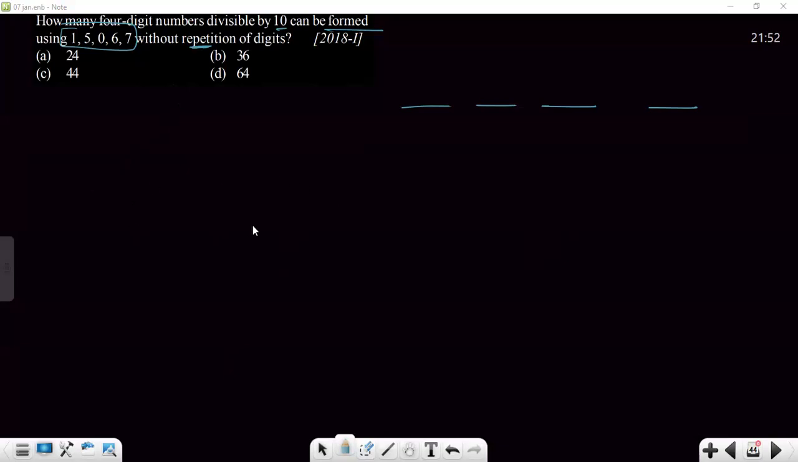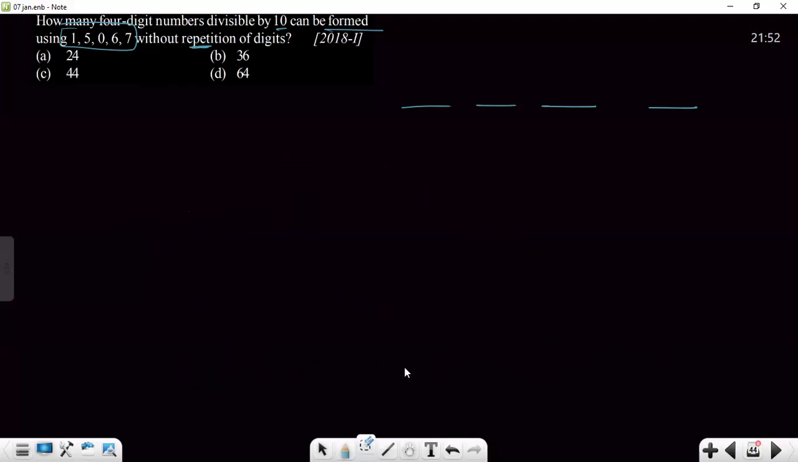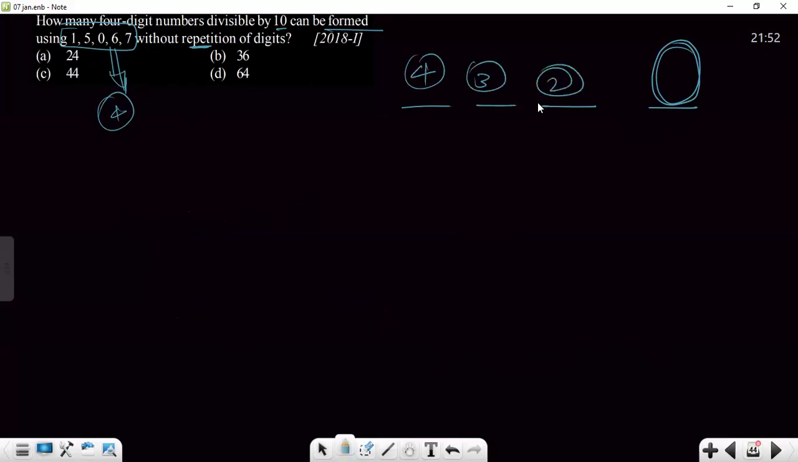If there is any number ending with a zero, then it's divisible by 10. If a number ends with two zeros, it's divisible by 100. Ending with three zeros, divisible by 1000. Similarly, to make this 4-digit number divisible by 10, we'll have to use a 0 digit here, which is available for us to use. Having used one choice out of the given 5, we have 4 choices left, 4 choices for this place, 3 choices, 2 choices remaining.